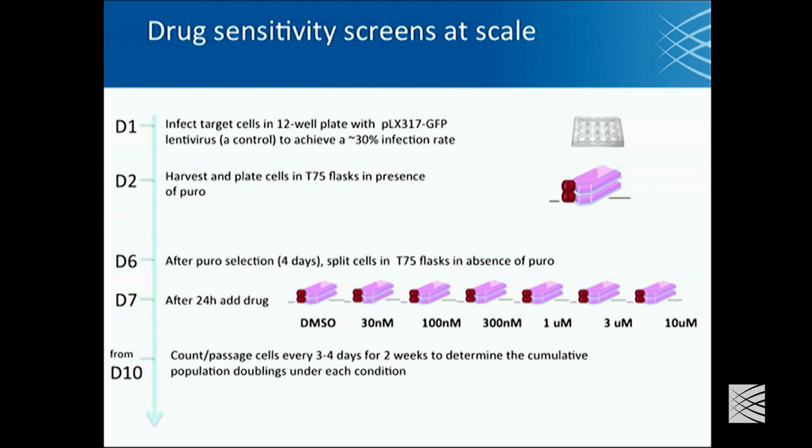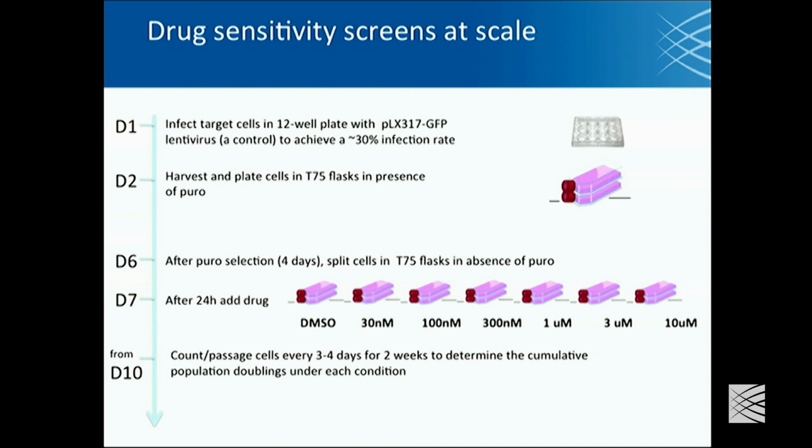24 hours later, you'll add drug. You'll have a DMSO arm that doesn't have any drug, and then you'll have increasing amounts of your drug of choice. Obviously, this might not be the appropriate amounts for your drug, so you'll have to determine that yourself.